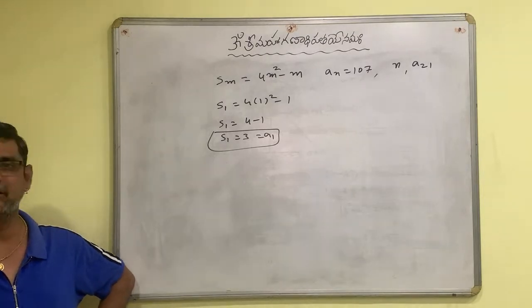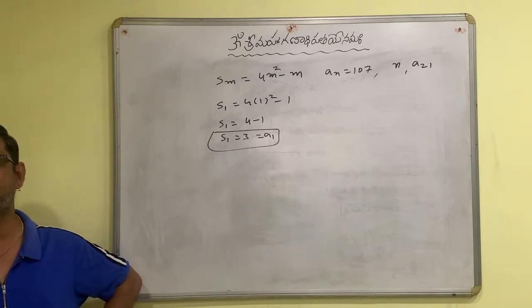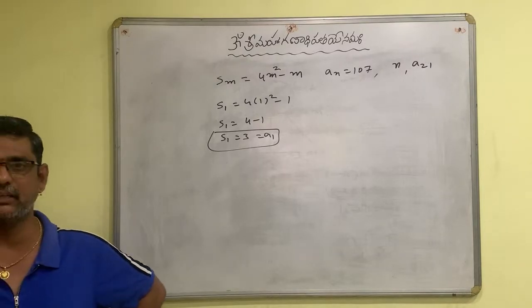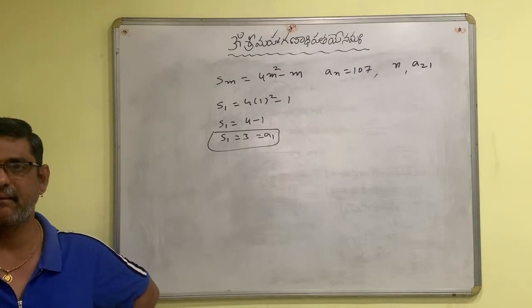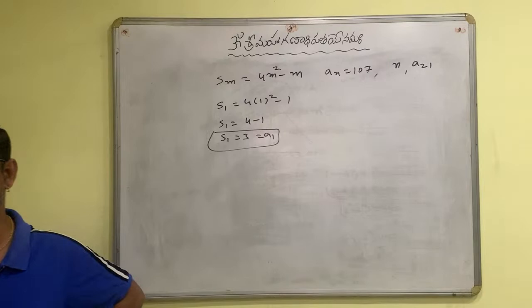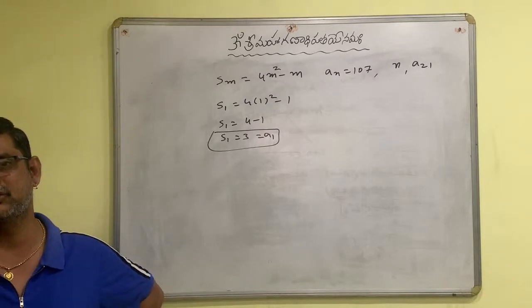Sm is 4m square minus m. Then S1, that is inserting 1 in the place of m, we'll get a1 only. S1 is a1. S1 and a1 both are the same.